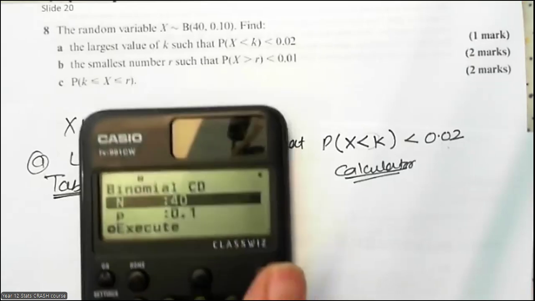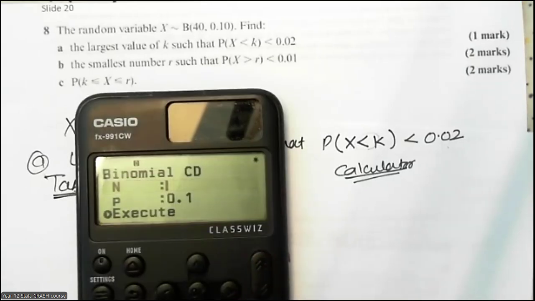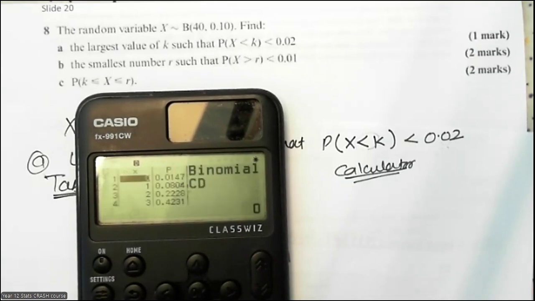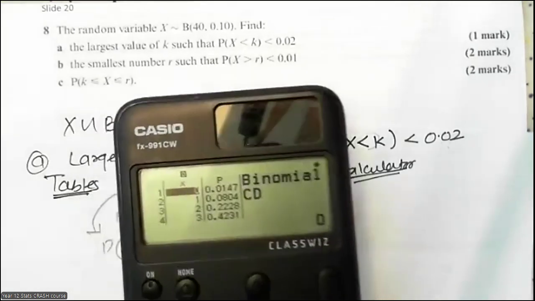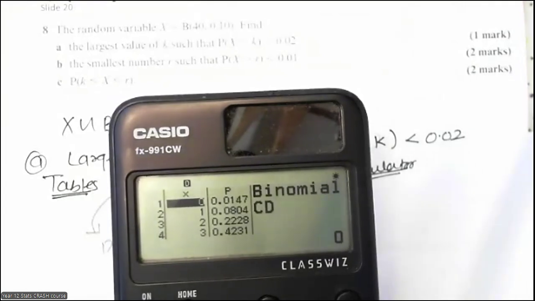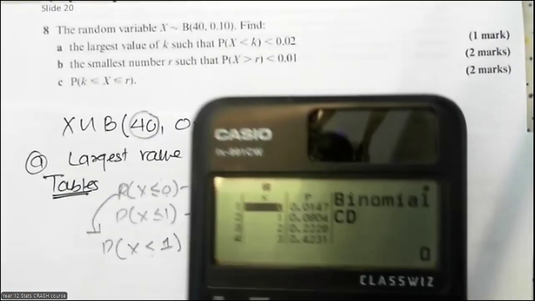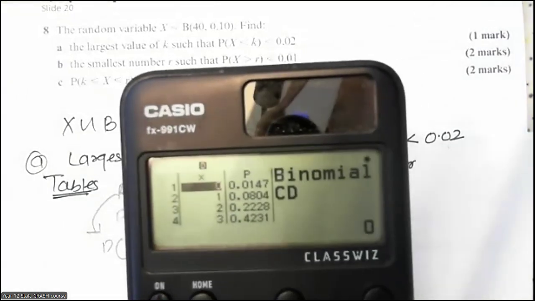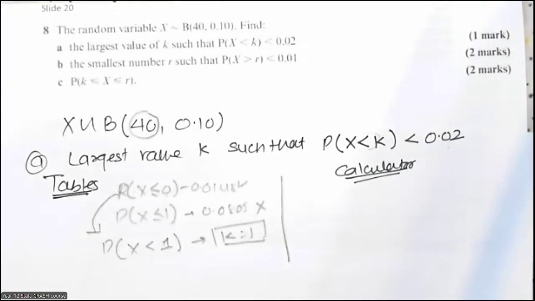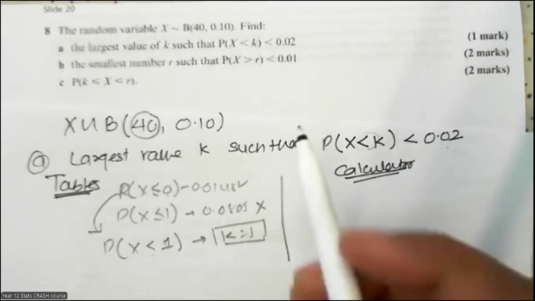And which is the case in 0.1. So execute there, n equals 40, execute, then 0.1 is done. So that's executing it. It generates the probabilities, and the probability x equals 0 is 0.0147, which is what we wanted. And probability x equals 1 is 0.08, which becomes more than 0.02. So this is the only case which we have.